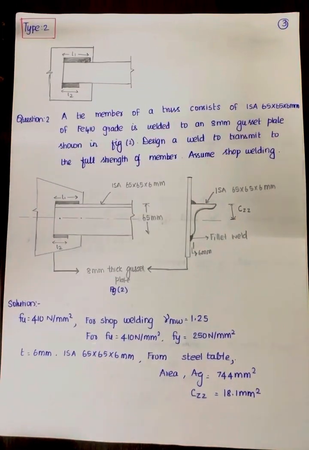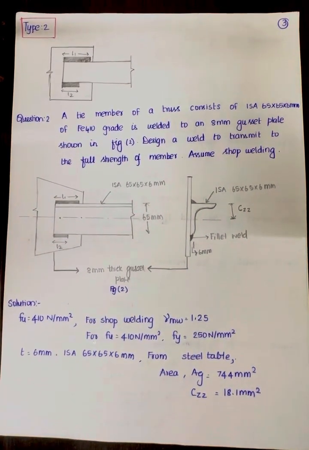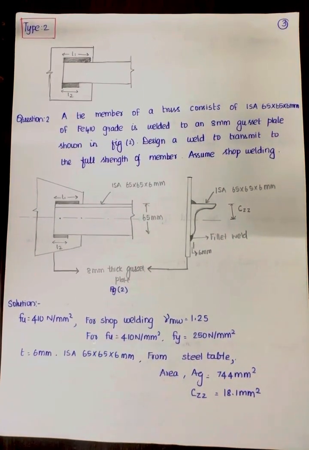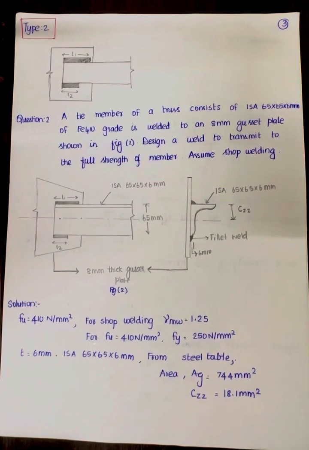Let us now discuss the type 2 problem. So what would be the type 2? As I have said already, fillet weld is present on two sides, but the length of the weld is unequal. Okay. So what is the question now?